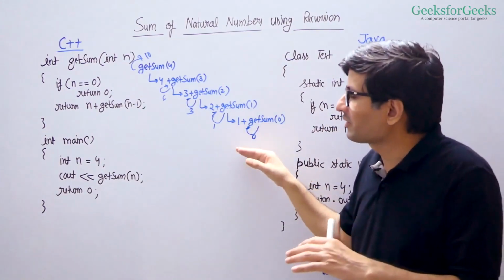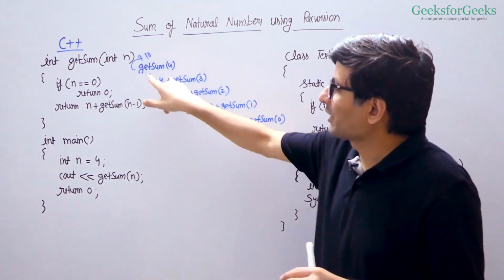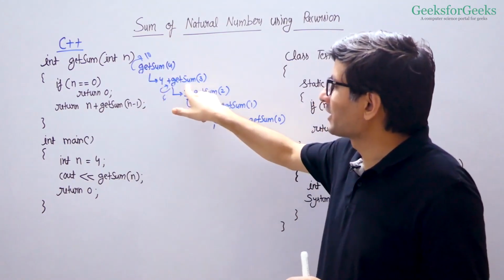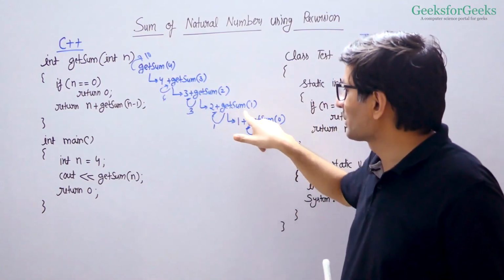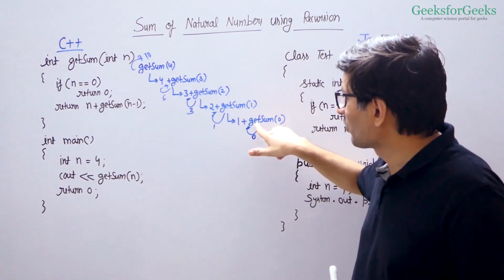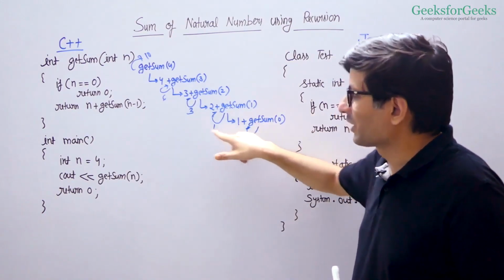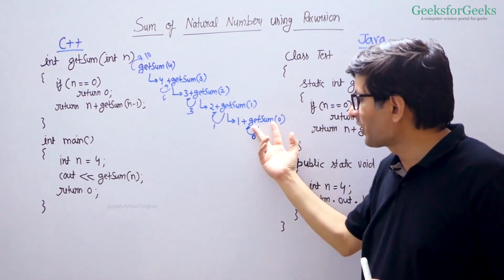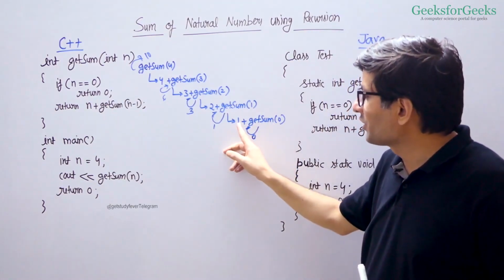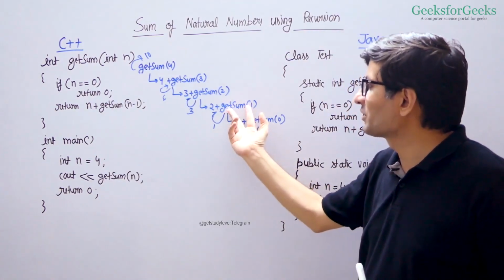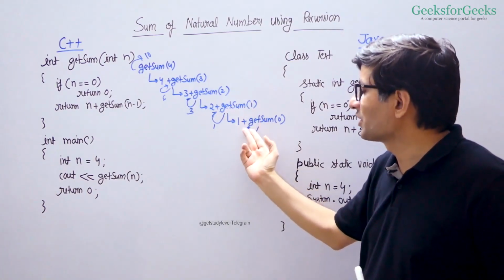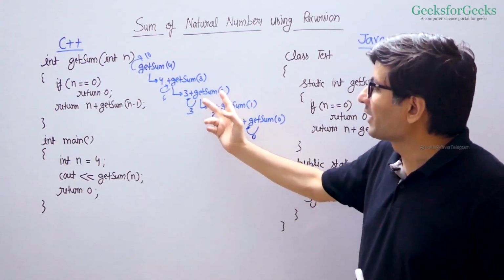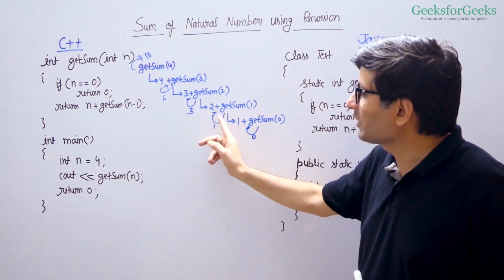Now, how does this execution flow happen? getSum(4) calls 4 plus getSum(3), and then this calls this, and this calls this, and when getSum(0) is called, it returns 0, right? It falls into this base case and returns 0 immediately. When it returns 0, its caller is going to return 1 plus 0. So getSum(1) is going to return 1 plus 0, 1. And getSum(2) is going to return 2 plus 1, 3.